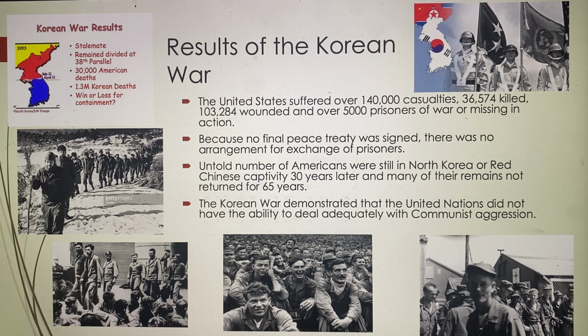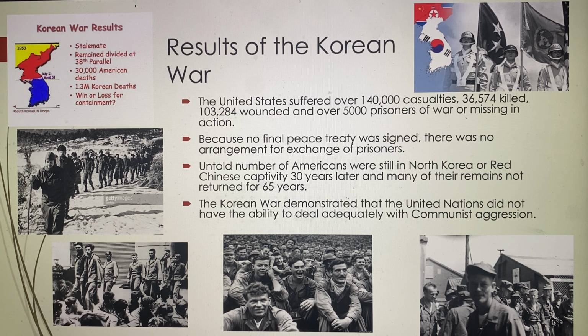Because no final peace treaty was signed, there was no arrangement for the exchange of prisoners. And there was an untold number of Americans who were still in Korean or Red Chinese captivity 30 years later. They had been in prison, in POW camps, for 30 years. And some of their remains were not even returned until 65 years later. In fact, even now they're returning some of the bones of our Americans that are in North Korea or in Red China. So it's looking like we could have at least dealt with that, I think.